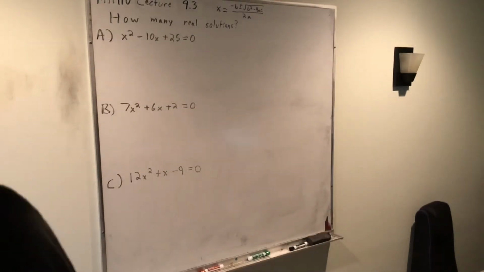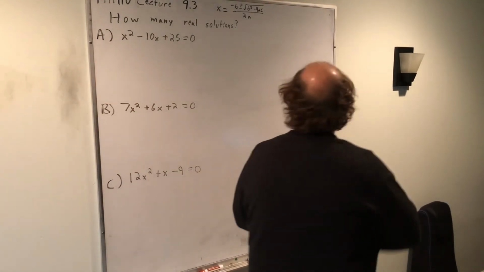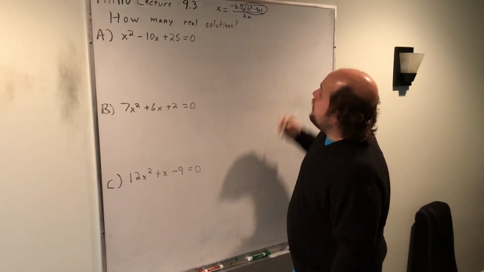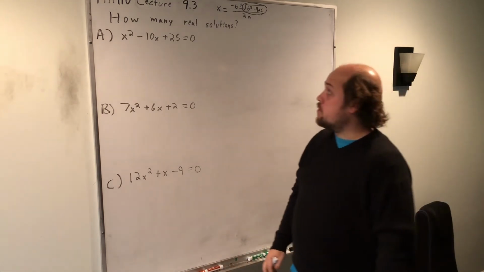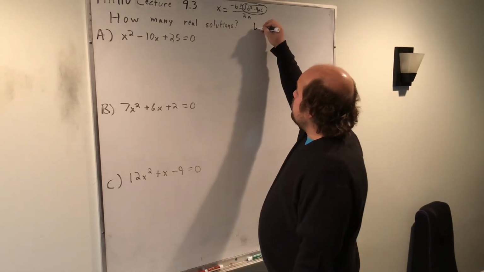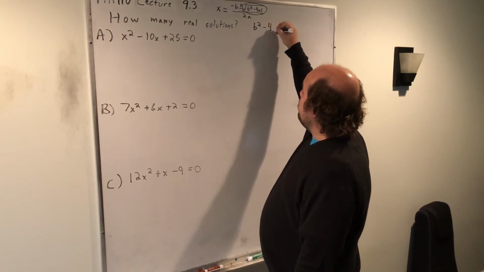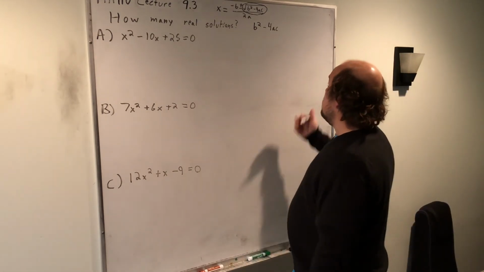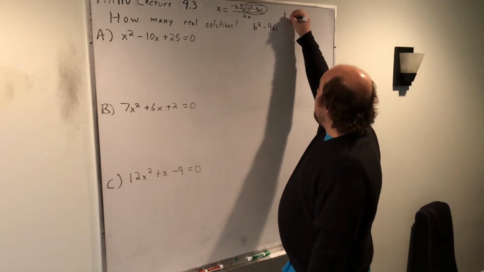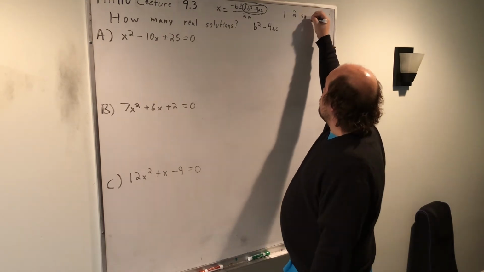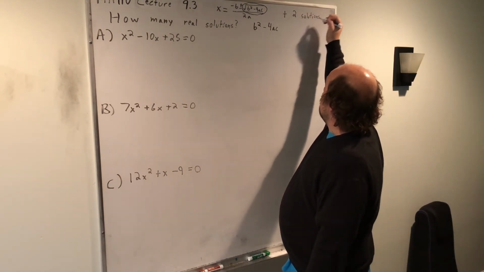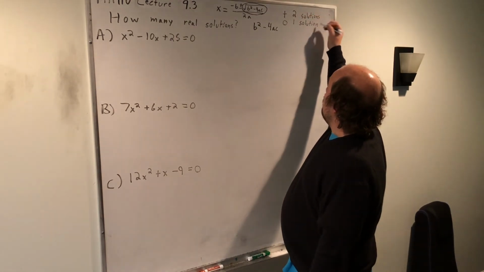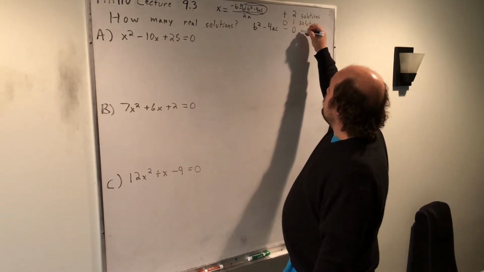When we concern ourselves with how many real solutions, our focus is going to be on the discriminant. The discriminant is this part of the quadratic equation, the part that's occurring under the square root. So when we go to find how many real solutions there are, we look at b squared minus 4ac. That b squared minus 4ac is going to be one of 3 things. If it's positive, then there's 2 solutions. If it's 0, there's 1 solution. And if it's negative, there's no solutions.